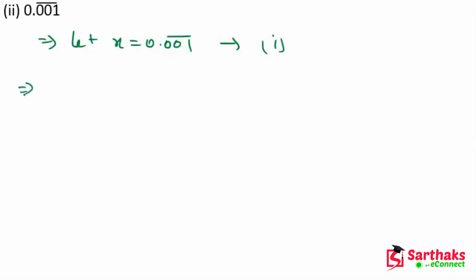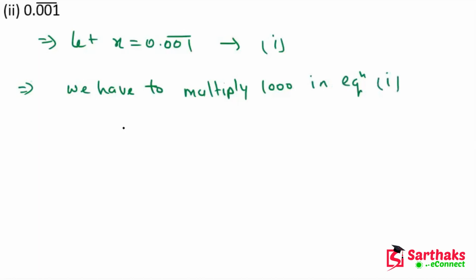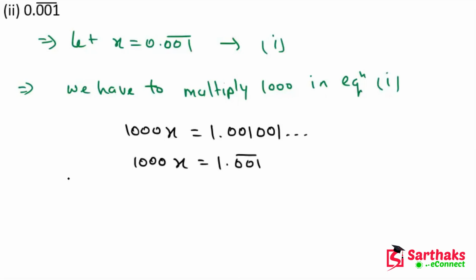So now we have to multiply by 1000, because three digits are repeating. We have to multiply 1000 in equation 1. So we get 1000x is equal to 1.001001 and so on. So this will become 1000x is equal to 1.001 bar. So this is our second equation.